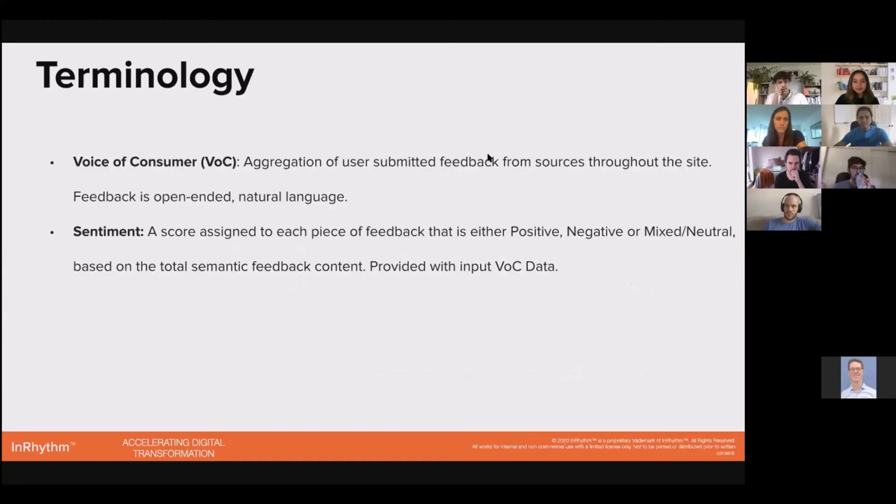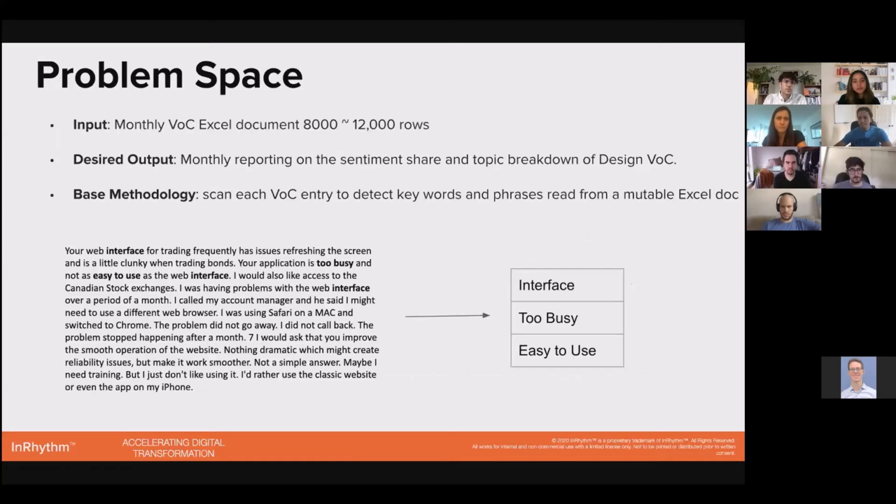Just some quick terminology as we're getting started. Voice of consumer, VoC, essentially just means a piece of customer feedback. And then sentiment is a score that's pretty much either positive or negative. It's about the semantics of a piece of text and how positive or negative it is. It can also be mixed or neutral. Negative would be like, I'm really upset. Positive would be, I'm really happy.